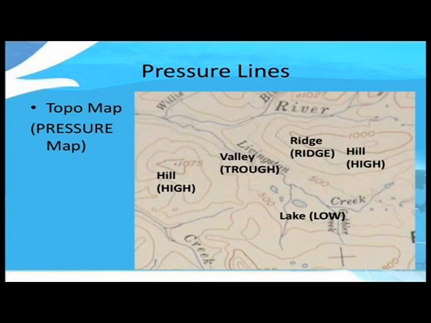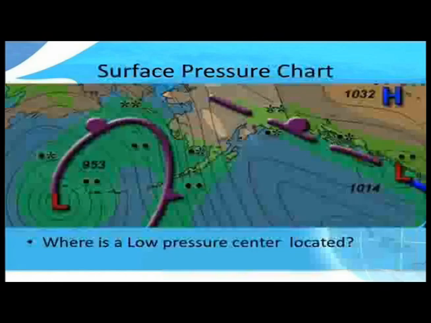The hills we would call highs. The ridge is the same word. We would call it a ridge of high pressure extending out from a high center. Between the two ridges, in the lower elevations or the lower pressures, we would call that a trough. And in the lowest elevations, we would call that low pressure.